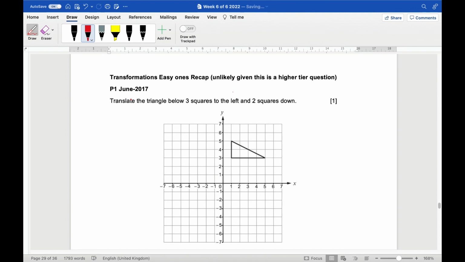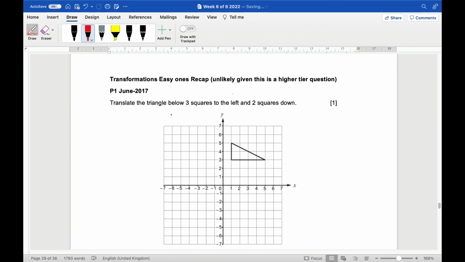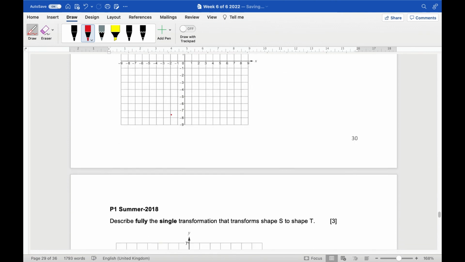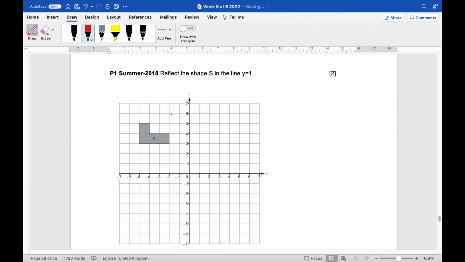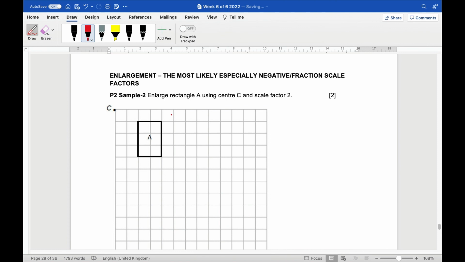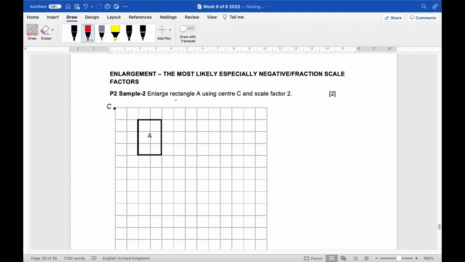And last up, transformations, okay? It is a higher tier question, we're being told, so it's unlikely to be a translation, a reflection, or a rotation. You try them. I'm not going to go into them. They're there just in case. I am going to jump straight to the higher tier transformation question, which is enlargement. Okay, and I've even put it there on this page. Enlargement, the most likely, especially negative or fraction scale factors.